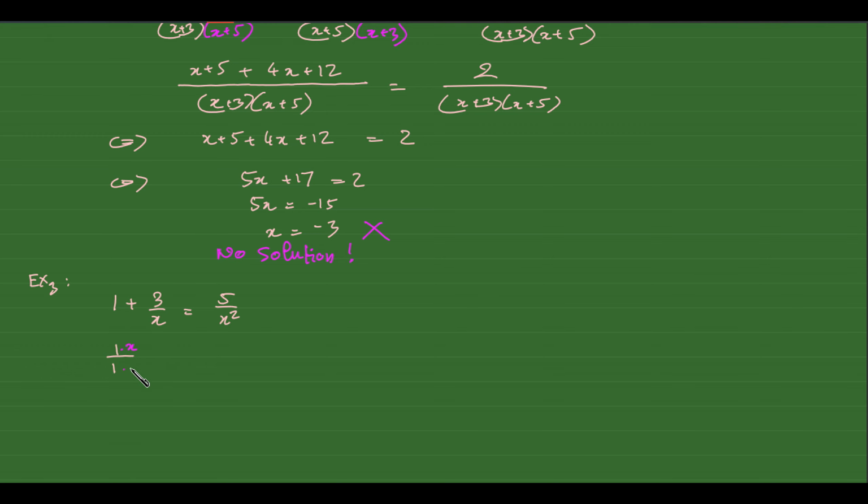So plus 3 over x, right? And we have 5 over x squared. So you have x over x plus 3 over x equal to 5 over x squared. And then it becomes x over x, and you have the same denominator already. So you have x plus 3 over here and equal to 5 over x squared.